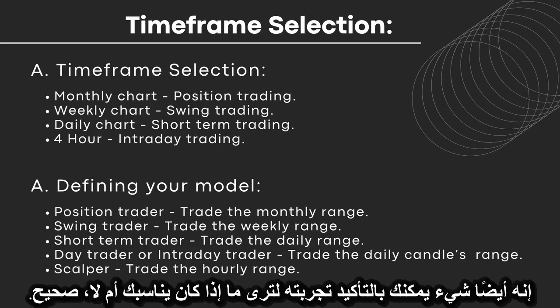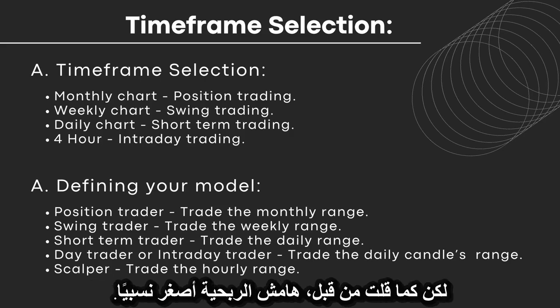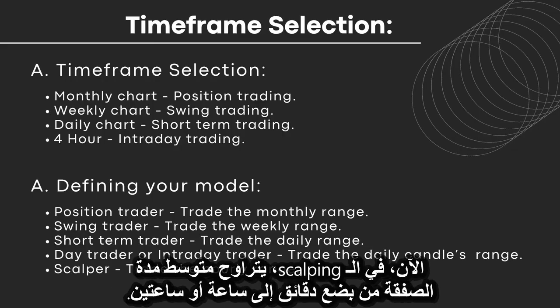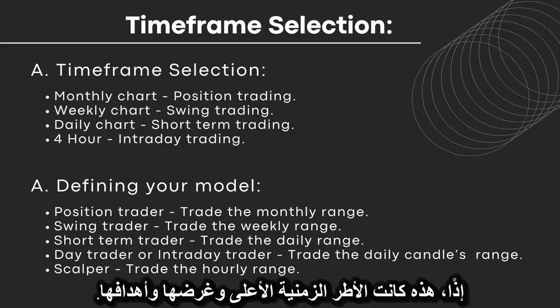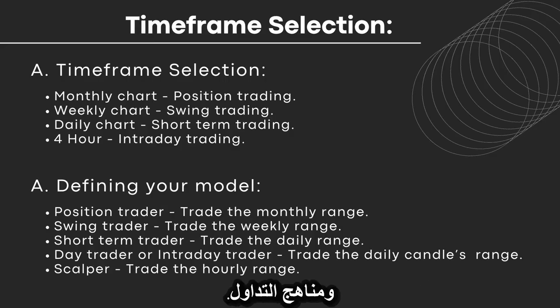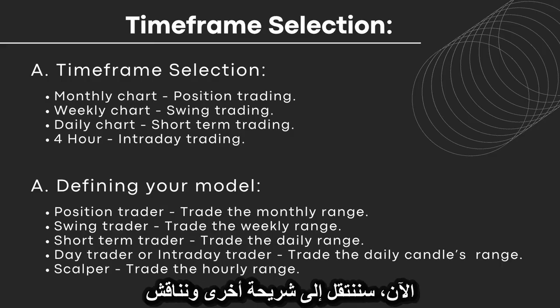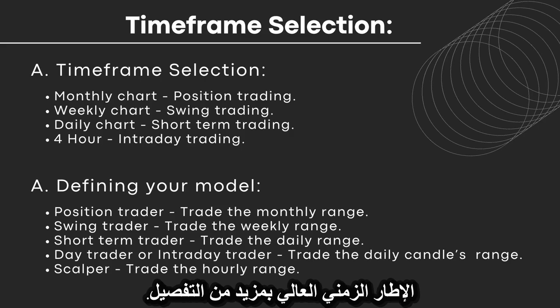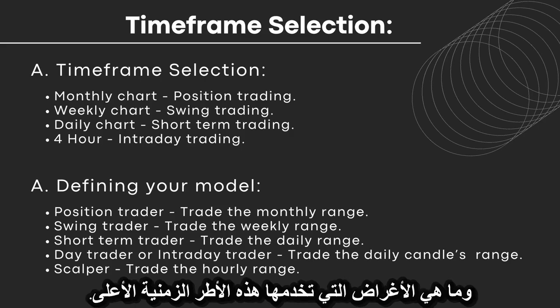It's also something you could definitely try and see whether it suits you or not, right? But as I said before, the margin of profitability is quite smaller, comparatively speaking. Now, in scalping, the average trade duration ranges from a few minutes to an hour or two. So these were the higher time frames and their purpose and objectives and what they are used for. And along with that, we also defined the different styles and approaches to trading and how they are done on a surface level. Now we're going to move on to another slide and discuss the higher time frames in more detail and what purpose they serve.